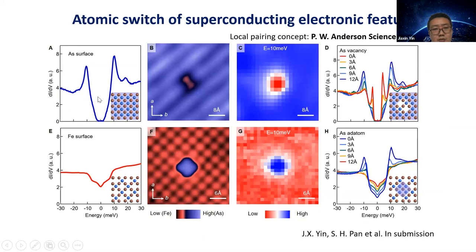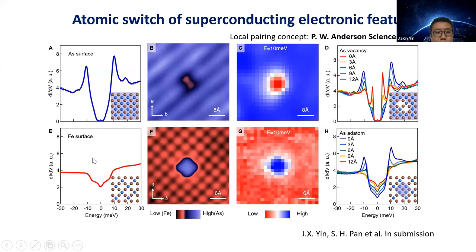On the arsenic surface, we observe a well-defined gap structure similar to other experimental techniques like photoemission. At the center of the arsenic vacancy, we find the superconducting coherence is strongly suppressed, and a new set of in-gap states appears. This is a good example of the impurity-induced pair-breaking effect, similar to other impurity experiments.